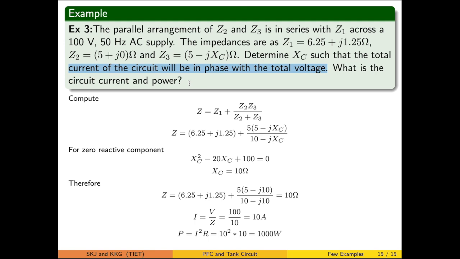And thereafter, what will be the circuit current and the power? As per the statement of the problem, Z2 and Z3 are in parallel. That parallel combination is in series with Z1, so it results in this. Now, to make this reactive component zero, the equation which results is like this. When we solve it, the XC value comes out to be 10. When we substitute this 10 ohm into this expression, Z comes out to be purely resistive, that is 10 ohm. That is the requirement. Once this is known, we can calculate the current I, which is equal to V upon Z, and then the power as requested can be calculated likewise.